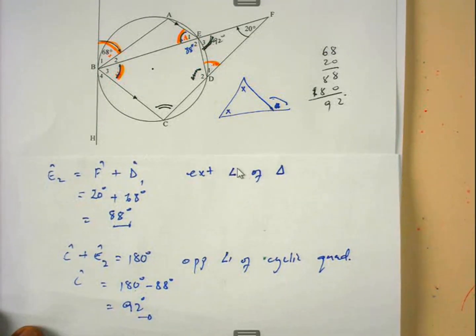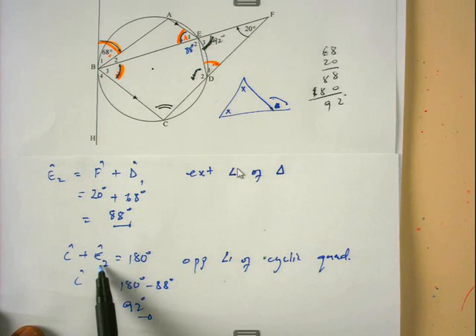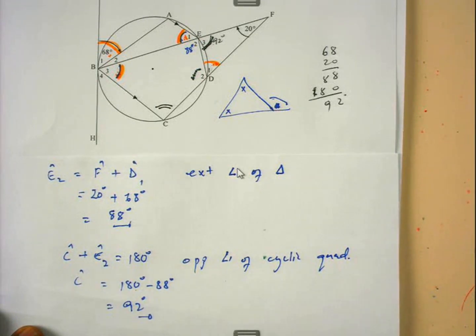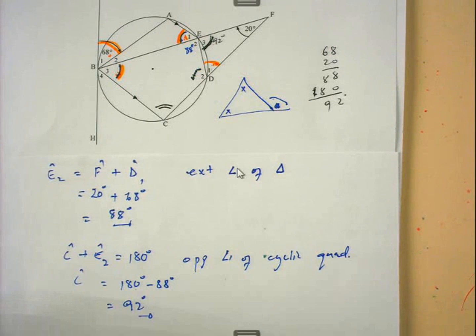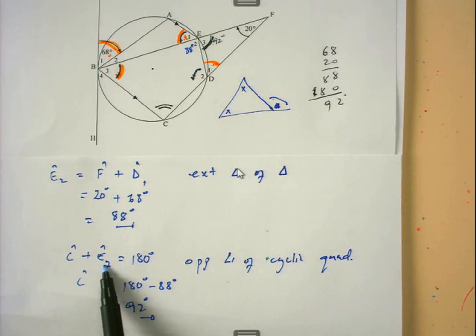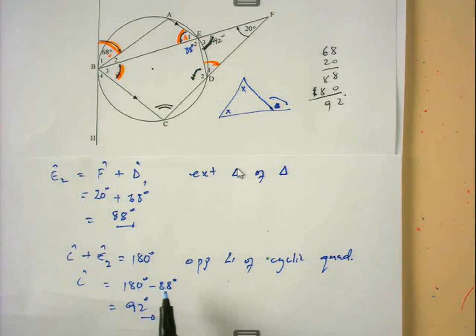Are you happy with that? Do you see that? Because angle E2 is 88 degrees, the additive inverse becomes negative 88. What you do every time on the left, you must do on the right. If you put the additive inverse of E2, which is minus 88, then you must do that minus 88 on the right as well, because this is an equation.